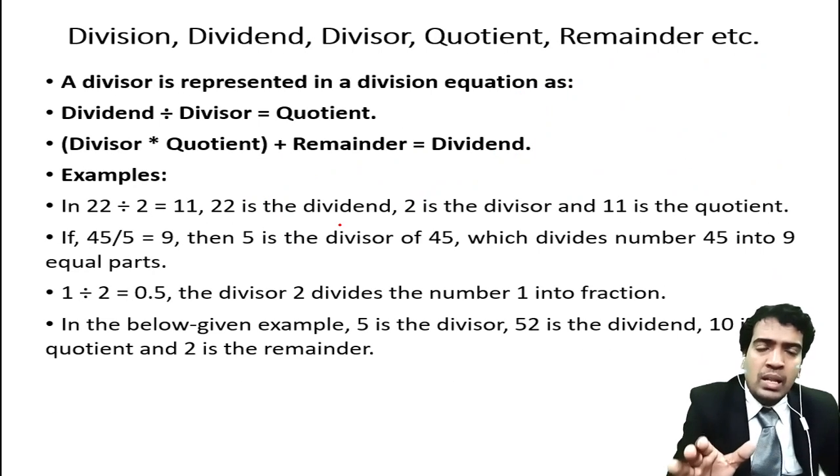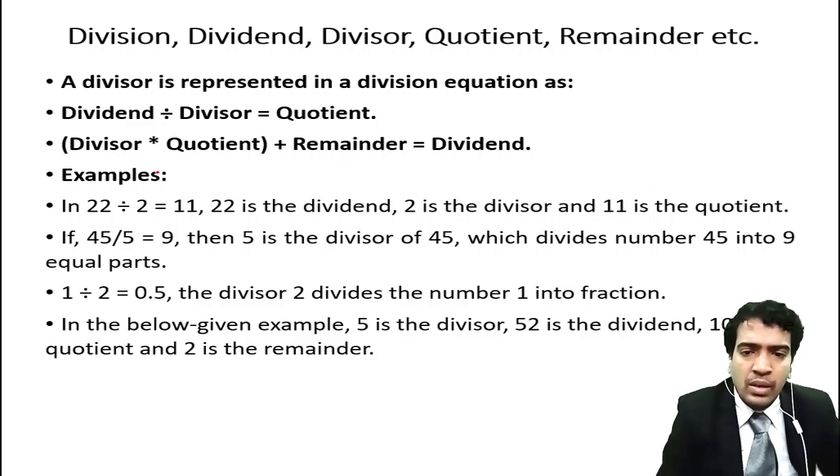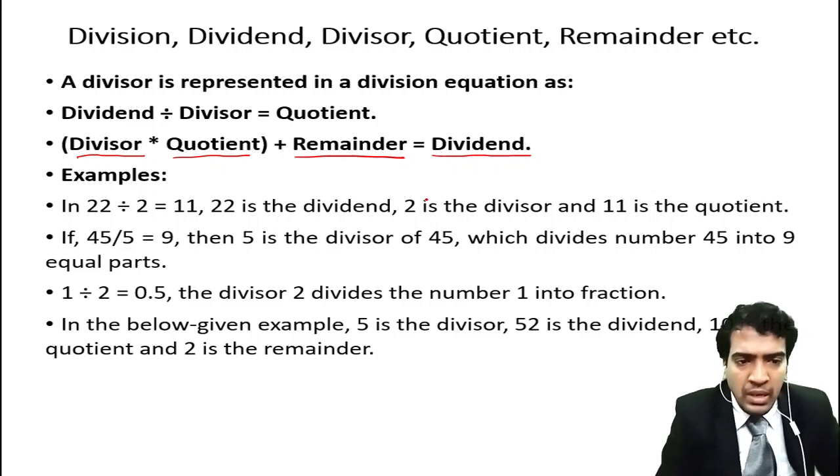Okay? So, you can represent that in the form of an equation. When you take the divisor and multiply that with the quotient and you add the remainder, you should get the dividend. This is the relationship between dividend, divisor, quotient, and remainder. Let us take an example.